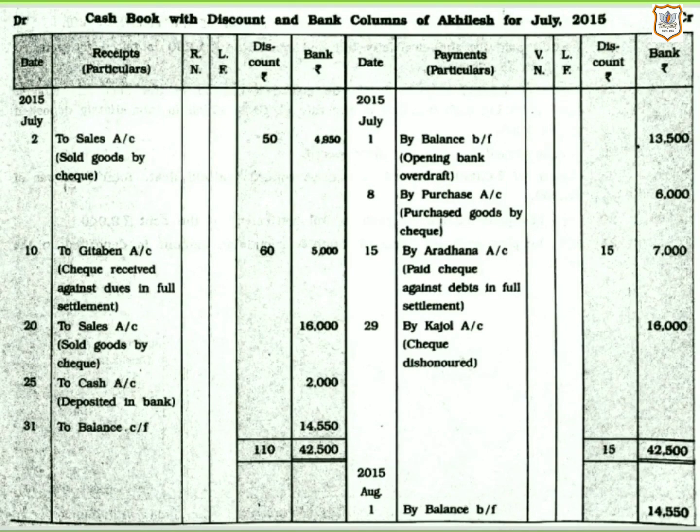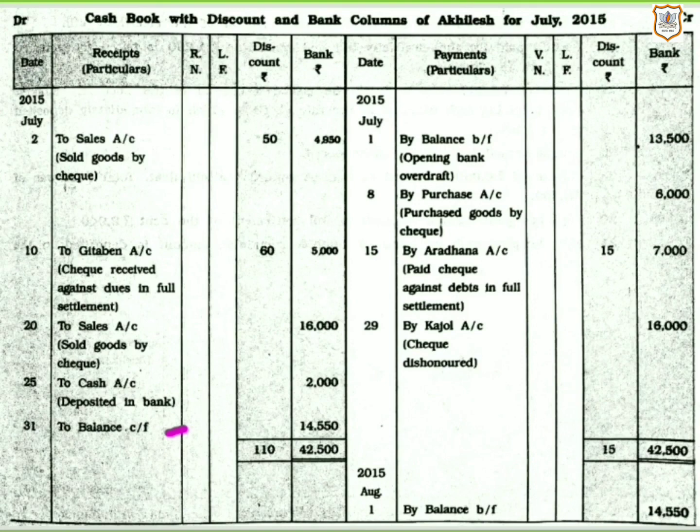See, here it is not necessary that the total of receipt side is always bigger in case of bank column. Here if you close this, you will find that here total of credit side in bank column is bigger. So if at the end of the period, at the time of balancing the bank column, if it is found that the debit side of total is short, the bank column is balanced by entering to balance carried forward. Here it is, date 31st.